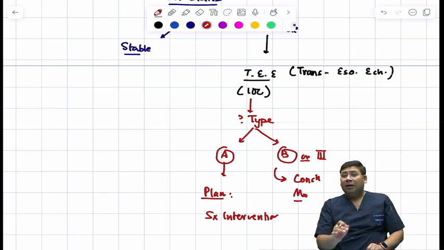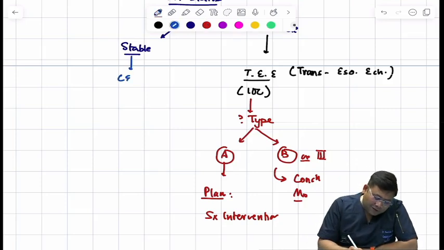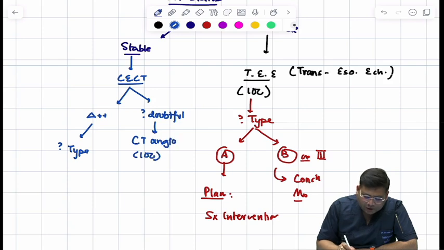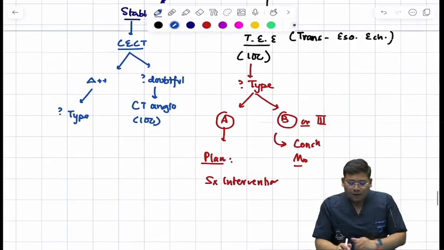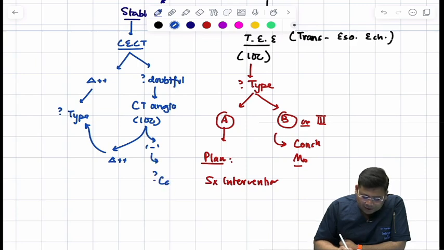Type 3B virtually has no treatment. When we talk about the stable patients, you will go for CECT. Remember, if the diagnosis is confirmed, then you have to ask what is the type. Bachche, if the diagnosis is still doubtful, then CT angio is the investigation of choice. Remember, you don't directly go for CT angio. If the CT angio is diagnostic, you will ask what is the type. If this is still doubtful, remember, consider alternate diagnosis.